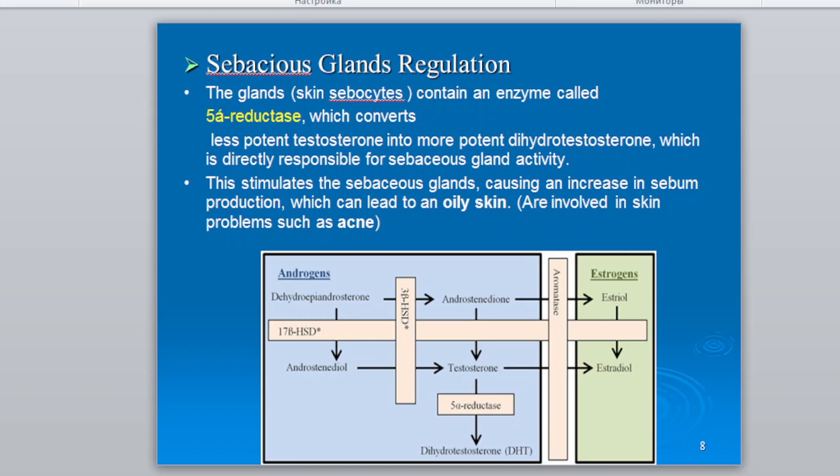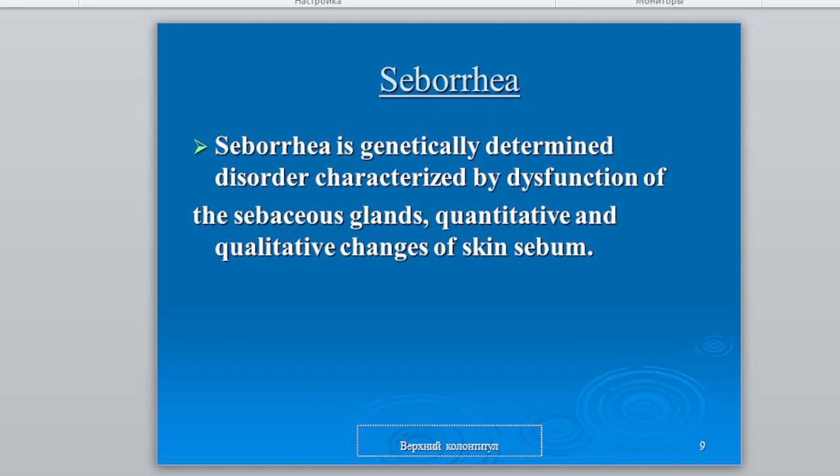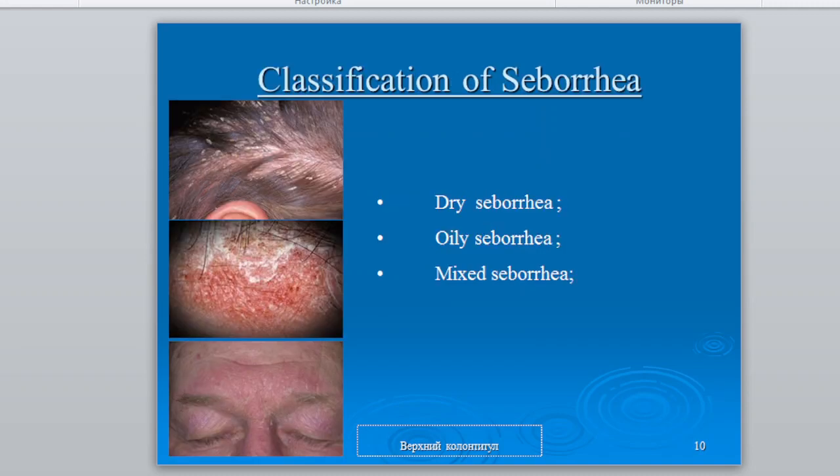Next, seborrhea. Seborrhea is a genetically determined disorder characterized by dysfunction of the sebaceous glands, with quantitative and qualitative changes of skin sebum. Next, classification of seborrhea: dry seborrhea, oily seborrhea, mixed seborrhea.